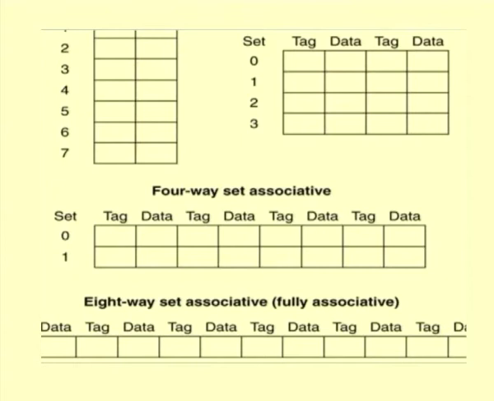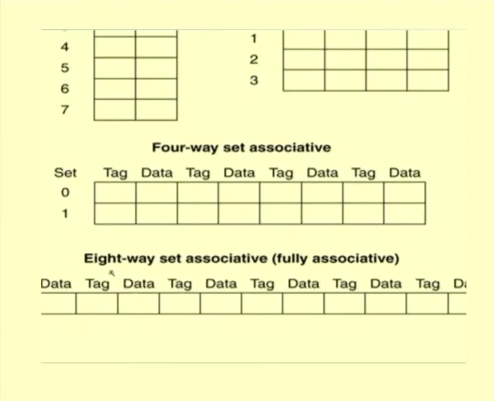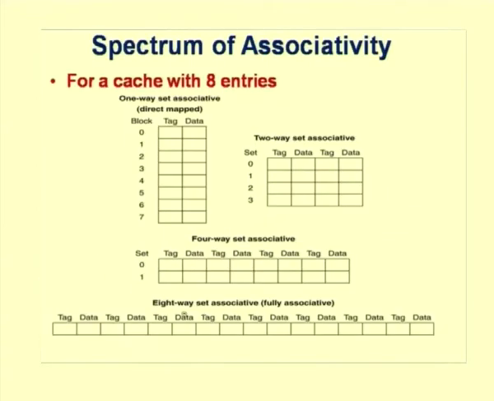The last one that we have is our fully associative cache, or an 8-way set associative cache, where you can see that it is only one set. All the blocks are in the same set. So, it is an 8-way set associative cache, there are only 8 blocks. So, there is only one set, and I will have to do a comparison with all the tags that are there in this particular set.